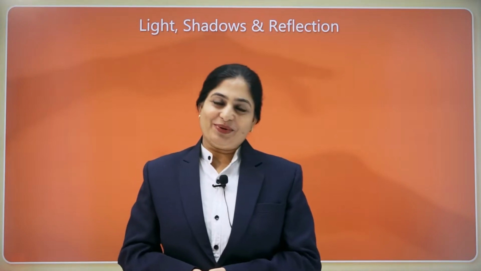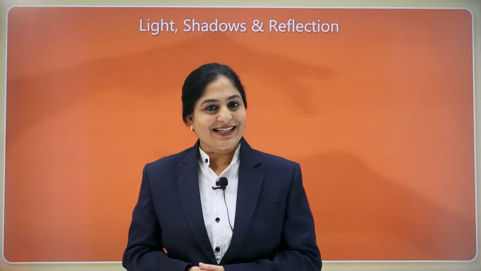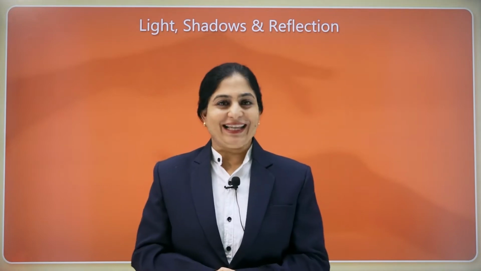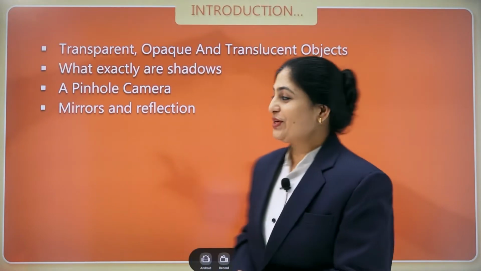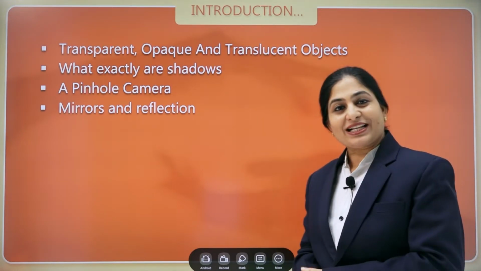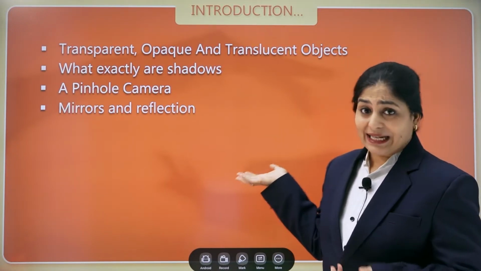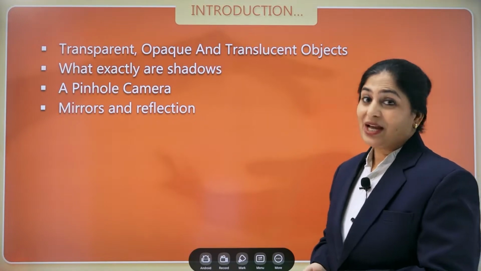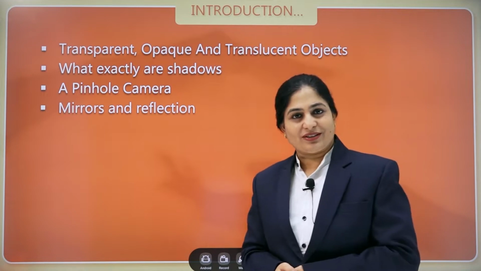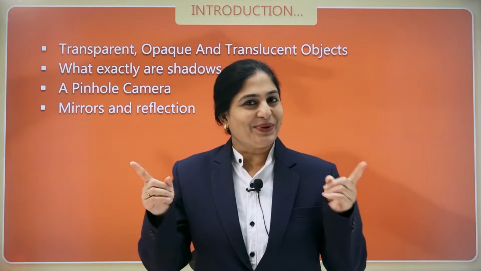So today we are going to discuss a new chapter of class 6 science, and that is light, shadows and reflection. So what will we study in this chapter? Let us see. Here we'll talk about various types of substances like transparent, translucent and opaque objects. Then we'll see what exactly shadows are and how they are formed, a pinhole camera, and mirrors and reflection. A few more things about light will also be discussed. So, are you ready children?